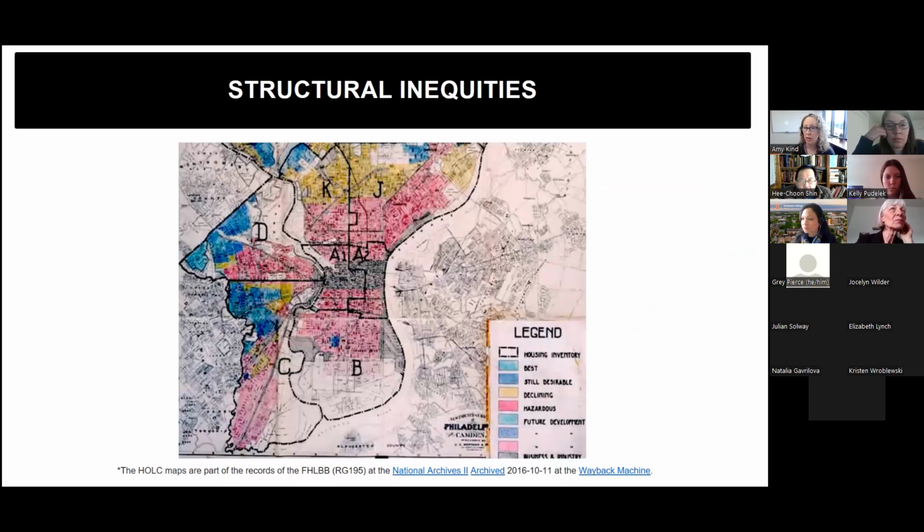This is a map of redlining areas. This happened to be in Philadelphia. The map, I believe, comes from the 1930s. And what you're seeing here are the red areas, which are areas denoted as hazardous. This was a map created by a banking organization, by a financial lending organization.